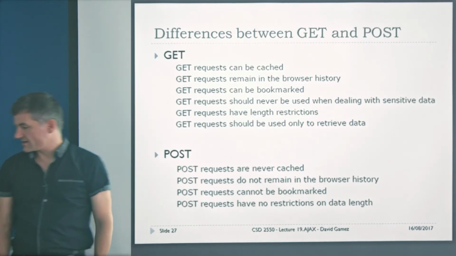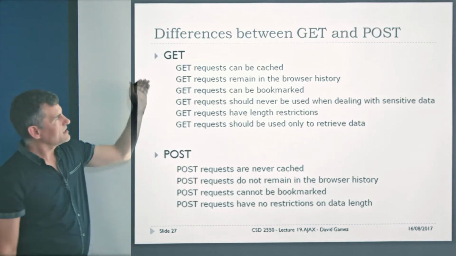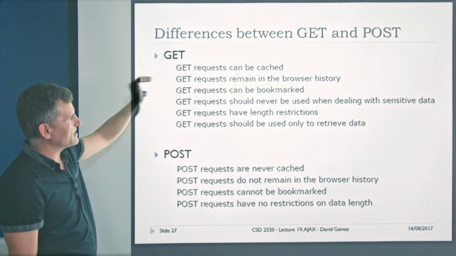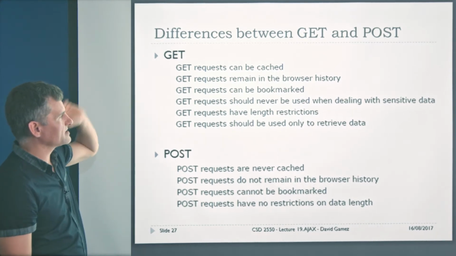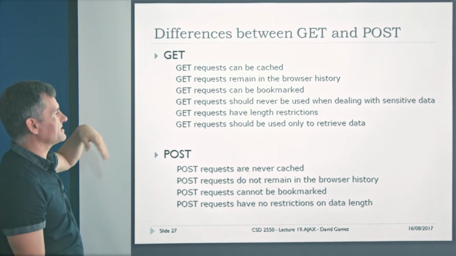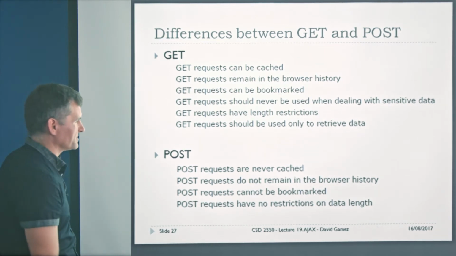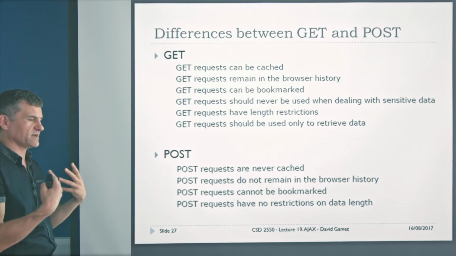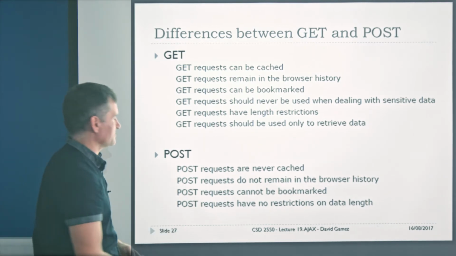So these are the key differences between GET and POST. GET requests can be cached. They remain in the browser history. They can be bookmarked. They should never be used for sensitive data, and they have length restrictions and should only be used to retrieve data. We're pulling stuff from the server, and so we can bookmark it, cache it, and all the rest of it.